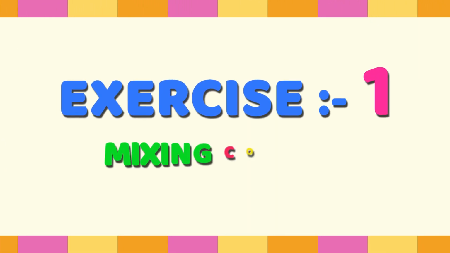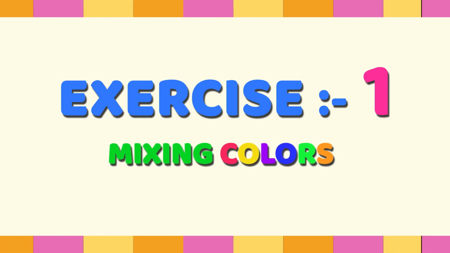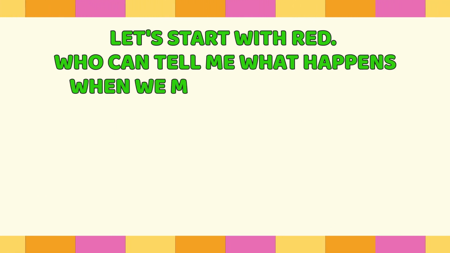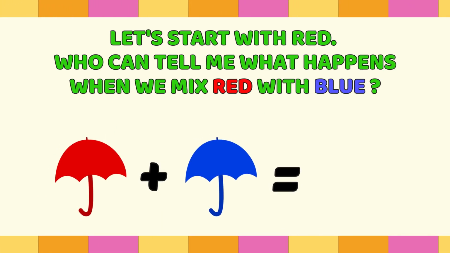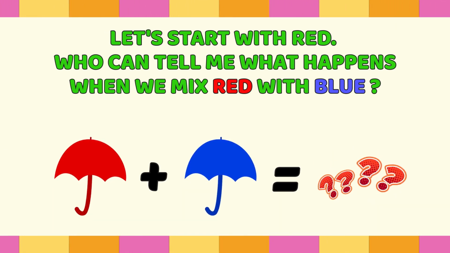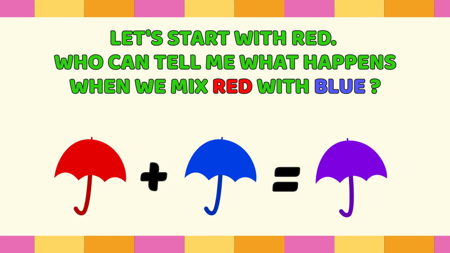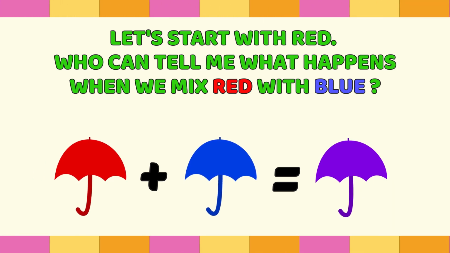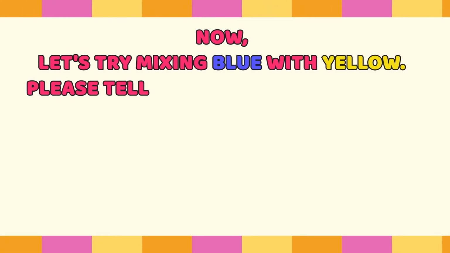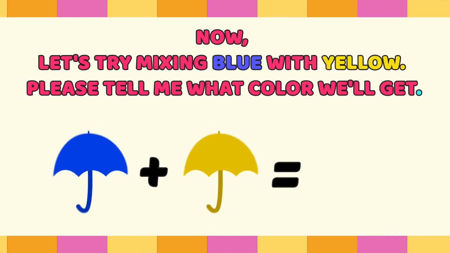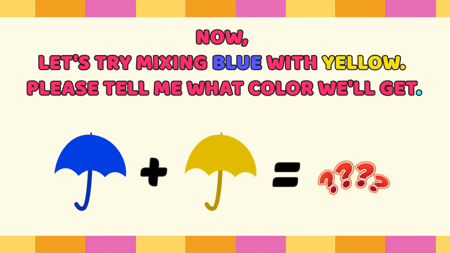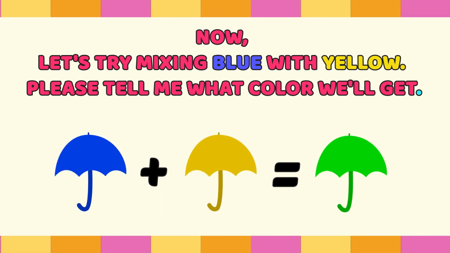Exercise 1, Mixing colors. Let's start with red. Who can tell me what happens when we mix red with blue? It turns into purple. Yay! Now let's try mixing blue with yellow. Please tell me what color we'll get. It's green!